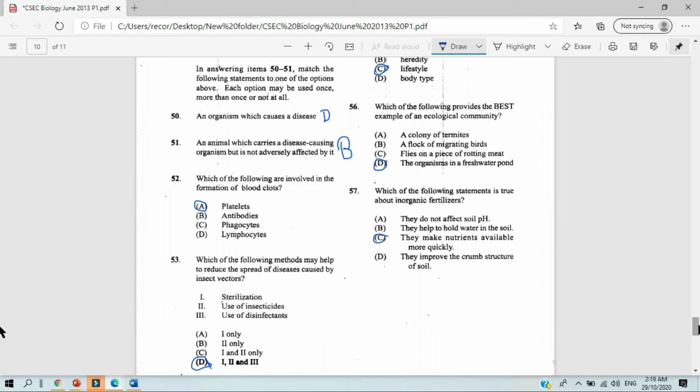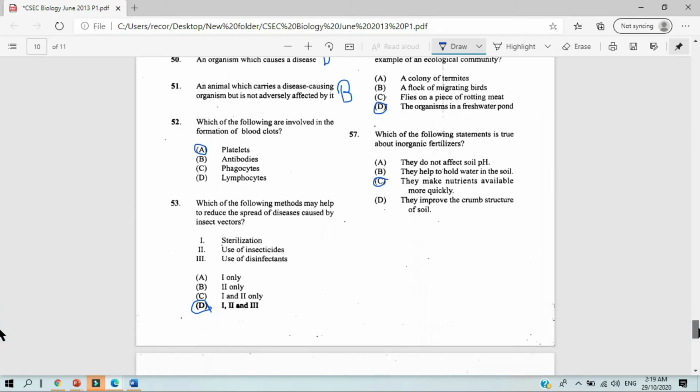Alright, 53. Which of the following methods may help to reduce the spread of disease caused by an insect vector? Alright, this is a very tricky one, and I am going to explain to you how I arrived at my answer. Now, sterilization could mean two things here. It could mean sterilizing something as you would sterilize the baby bottle with hot water, that type of thing.